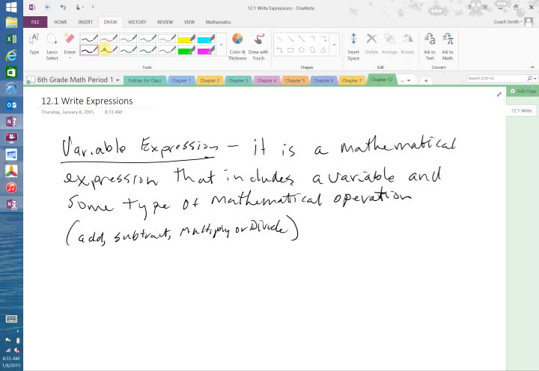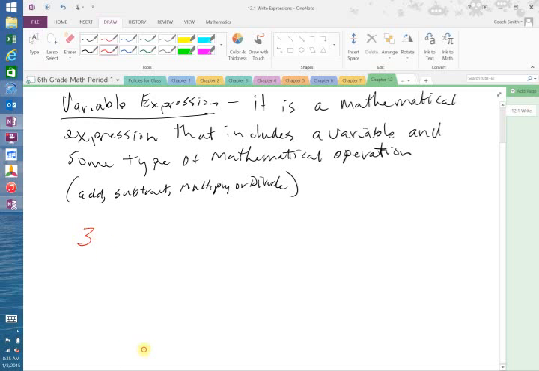Now let me give you an example of one. A couple examples here. 3x plus 4. That's a variable expression or an algebraic expression. x plus 4 is a variable expression. y minus 9 is a variable expression. a times b plus 3 is a variable expression. Those are all examples of variable expressions because they have a variable in them and they have some type of mathematical operation. Now, remember that when you have a number and a variable right next to each other with no other sign in between, that means to multiply. So that's 3 times x. This right here, a times b.